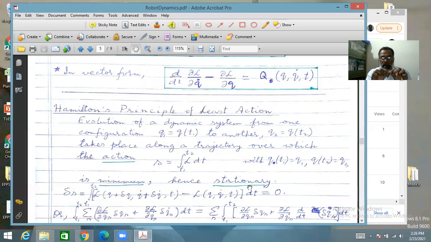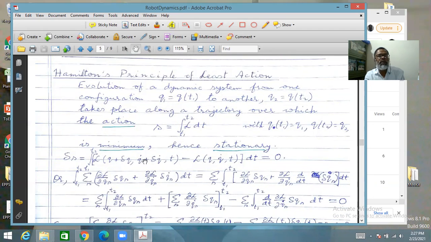That is, if the change from Q1 to Q2 is taking place along a trajectory, then any little variation along that trajectory would change this stationary. So when you apply the first order variation, in place of q and q dot, if you take a slightly different trajectory, q plus delta q and q dot plus delta q dot over time, then the change in the Lagrangian function will be this. And the stationary action basically means that the integral of this change is 0.